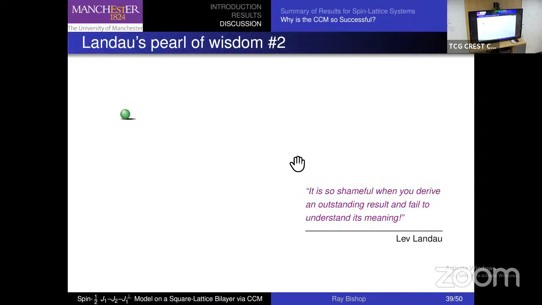So this is Landau's second pearl of wisdom. This is something he would say to his collaborators. He'd say, look, you've got this outstanding result, but you don't understand it. That's truly shameful. It's not sufficient to understand why something is working. It's not sufficient to know that you've got a methodology or an outstanding result. You've got to understand its meaning. And I'm fully with him there.